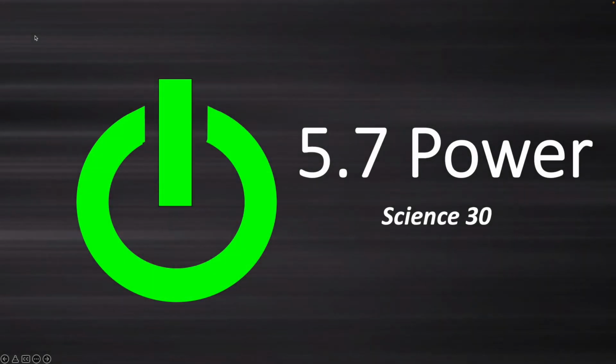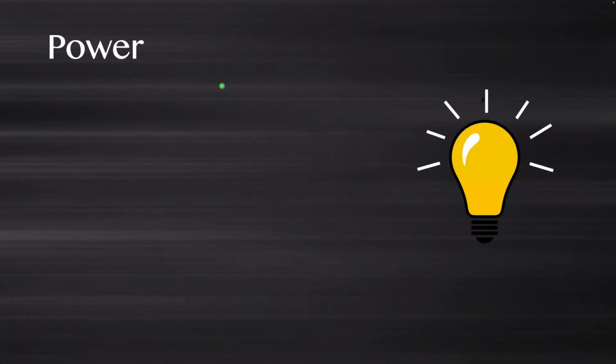Okay, welcome back Science 30s to our next lesson in Chapter 5, this is 5.7, and today we're going to be looking at power. So previously in the course, we've looked at voltage, current, and resistance, and now we're going to be looking at this new term called power. It's a commonly used word, but what it means in relation to physics is the rate that energy is used.